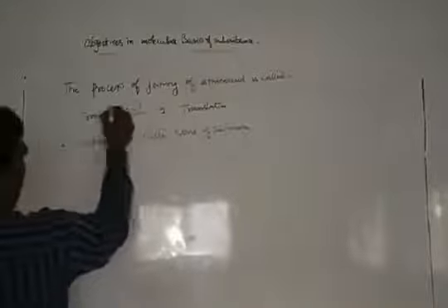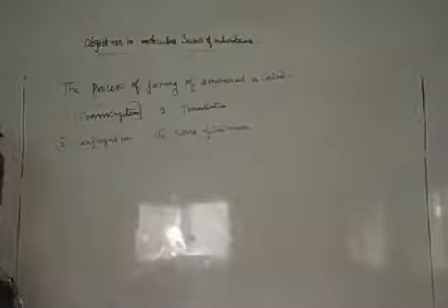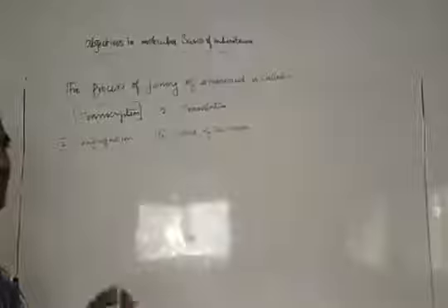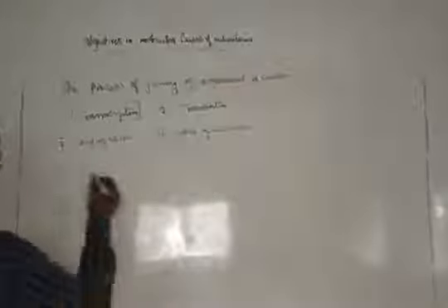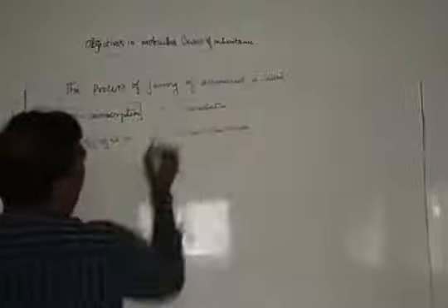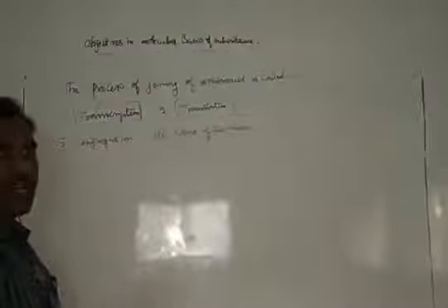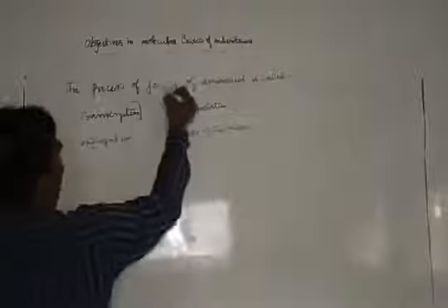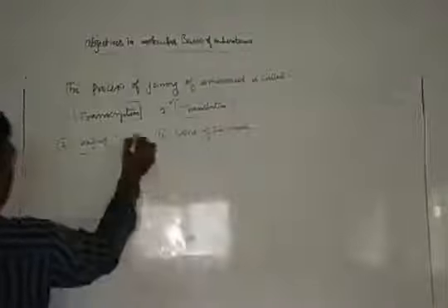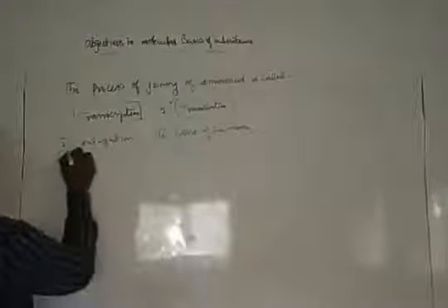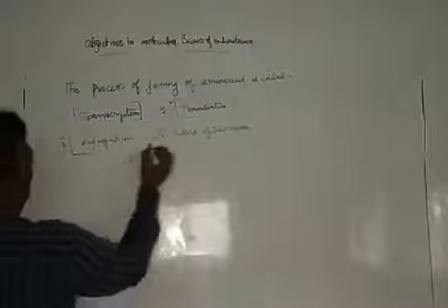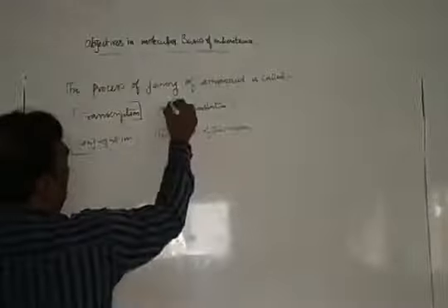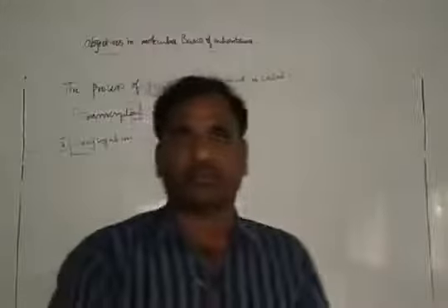Transcription means the DNA coded message is transferred to the mRNA. It is called transcription. Translation means amino acids are joined and form a polypeptide chain, that is a protein. Conjugation belongs to reproduction, so it is not related to this question. Then the answer is the translation mechanism.